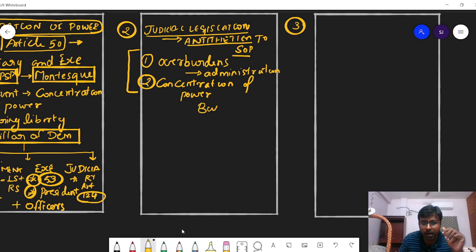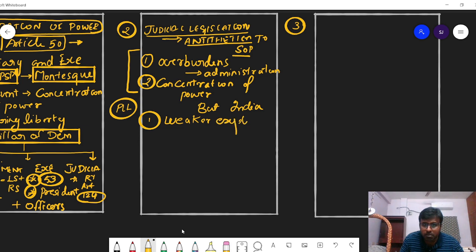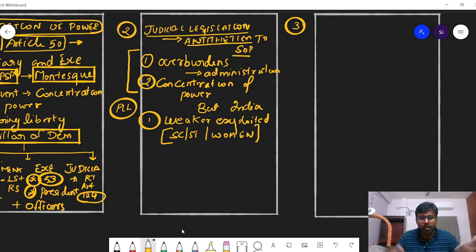But you come to PIL. Now we have to start indicating the fact that PIL may be important. So you have to come with a "but": India is still a large country where weaker sections are exploited. In answer writing you can write examples, scheduled caste, scheduled tribe, women, so many are exploited, right? So India is a very large country.